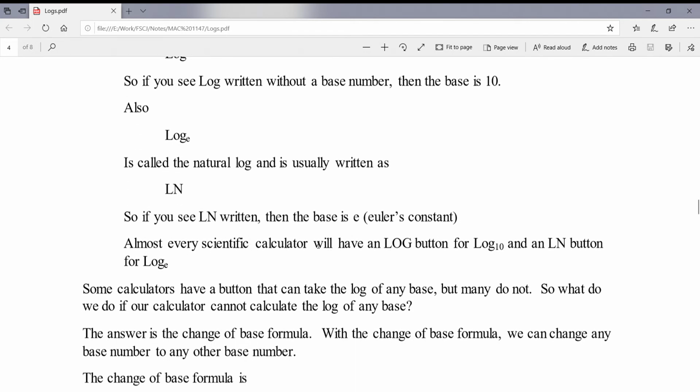Almost every scientific calculator will have a log button for log base 10 and an ln button for log base e. Some calculators have a button that can take the log of any base, but many do not. So what do we do if our calculator cannot calculate the log of any base? The answer is the change of base formula. With the change of base formula, we can change any base to any other base.